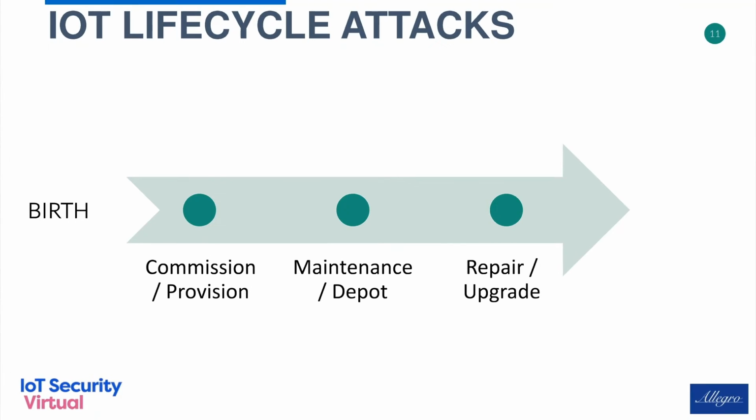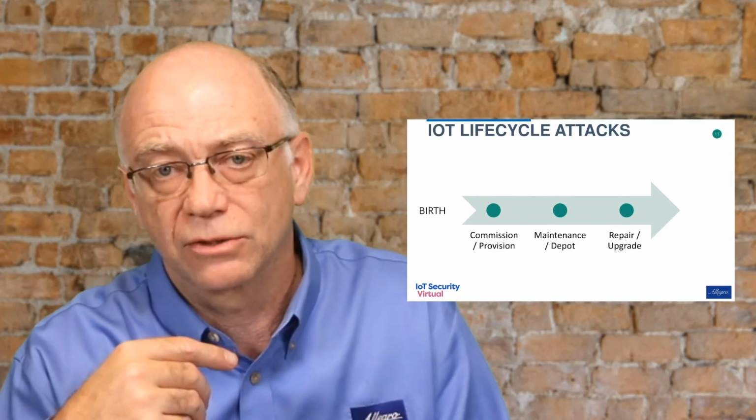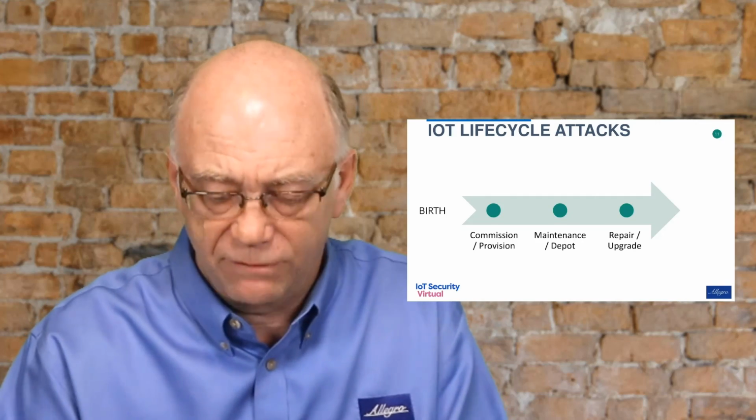So with that being said, you also need to look at the IoT lifecycle and how attacks can happen across the overall lifecycle of a device. Over on the one side, the device is born, and on the other side, the device has come to its end of life, it's decommissioned. But in between there, you have its initial commissioning, its provisioning, maintenance and depot, how you're going to repair and upgrade the device, and so on and so forth. And so you need to understand how security comes into all of these particular areas of the lifecycle of an IoT device.